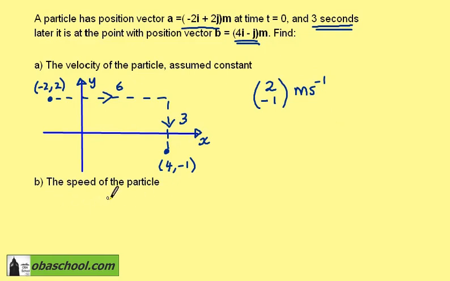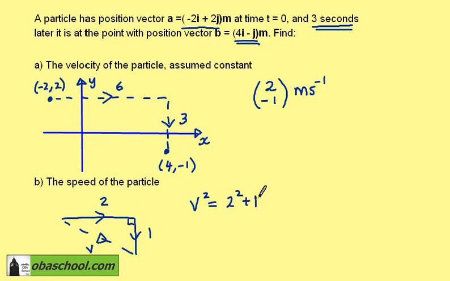We now want the speed of the particle. Remember, speed is a scalar associated with our vector, the magnitude of the vector, the length of the third side of this triangle. Using Pythagoras' theorem, v squared is 2 squared plus 1 squared, which is 5, and therefore v is √5 meters per second.